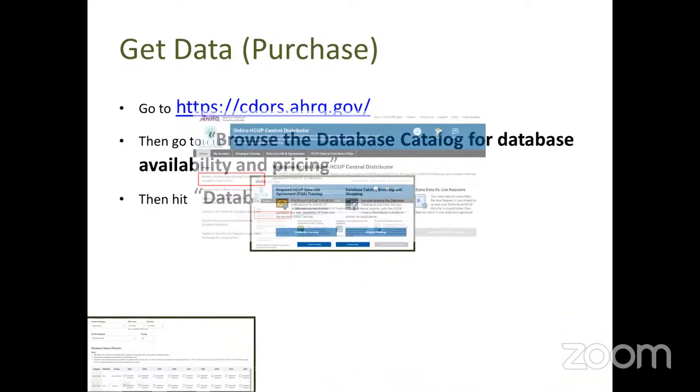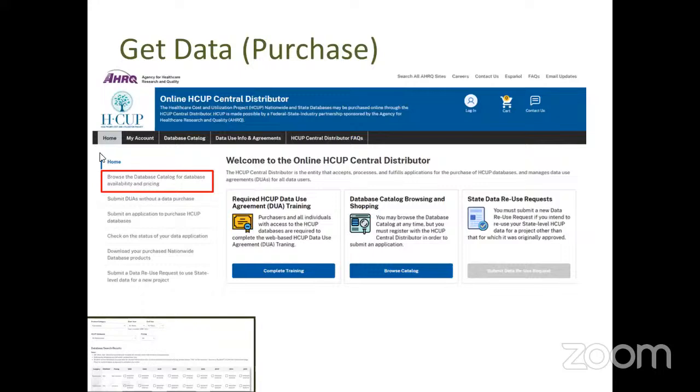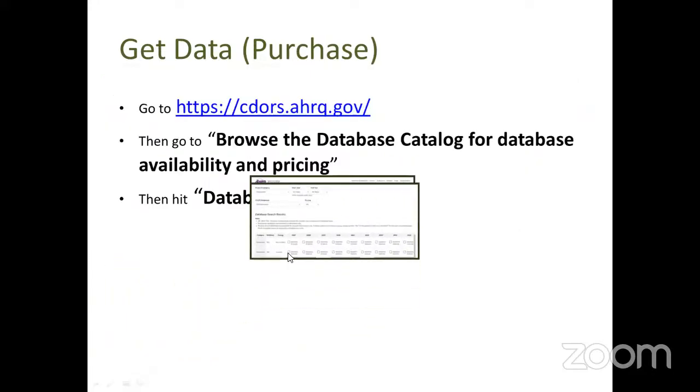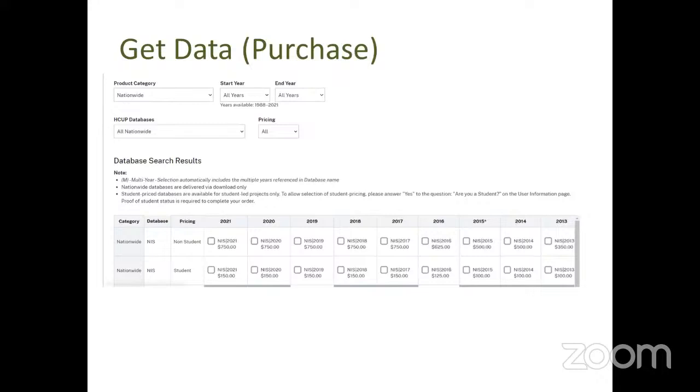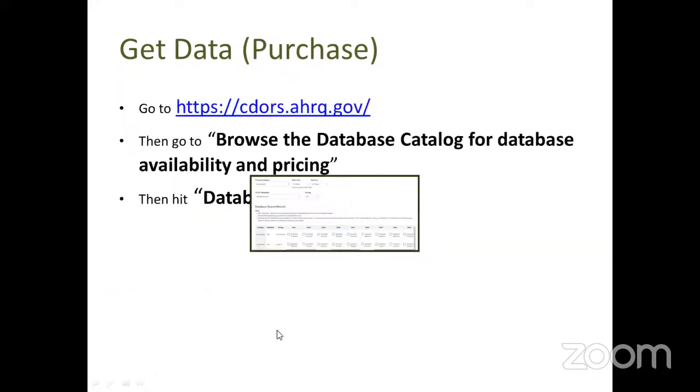For example, I just put a screenshot over there, and we can find, under the home page on the upper left of the screen, the browse the database catalog for the database availability and the pricing. And then we can go here for the product category. There is the nationwide, or you can pick a state, wherever you put it under the arrow over there, and then you can select the start year and the end year, whatever the years you want, and then we can go for the pricing at the end of this one.